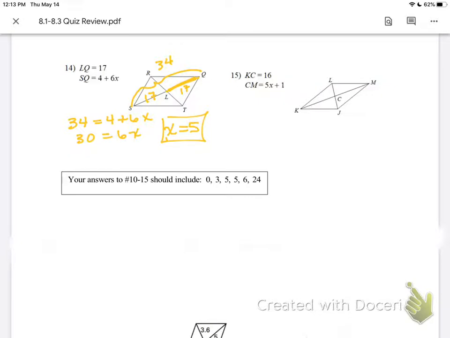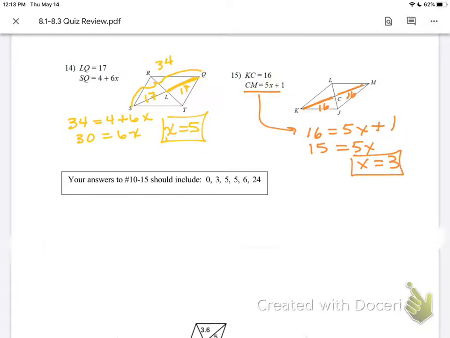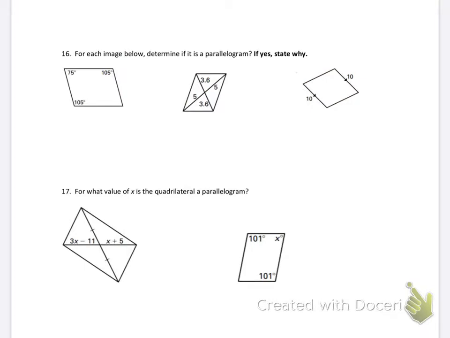So 15, let's do the same thing we just did. We're going to analyze what they're giving us. So if KC is the bisected part, and that's 16, and CM is the other little piece, well, that has to be 16 also. So therefore, when I'm trying to solve for x, I can say 16 equals 5x plus 1. So therefore, 15 equals 5x, and x equals 3. Okay, so we're done with that. So let's move on.